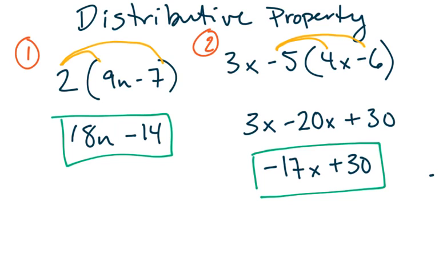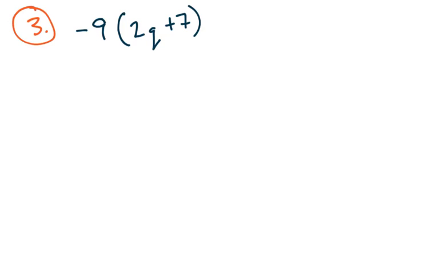Let's do one more together, and then I think you're about ready to try these on your own. So I'm going to go to the next page, and I'm going to do number 3 from worksheet number 1. It's negative 9 times the quantity of 2q plus 7, and then take that and subtract 6. So first of all, why don't I bring down this minus 6, because I'm not going to do anything with it. But I want to distribute this negative 9 to each of these terms.